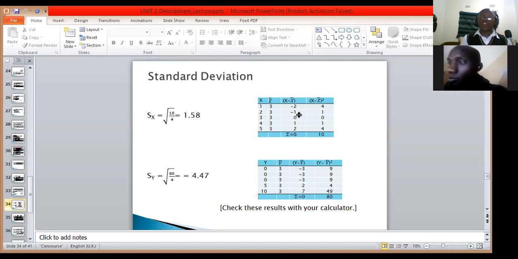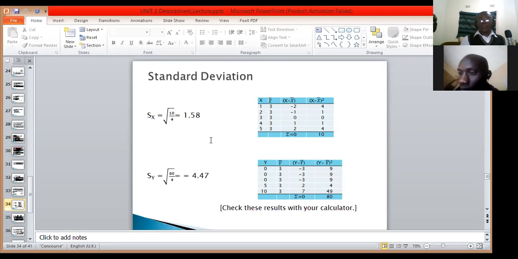We are trying to avoid finding a negative, which can end up giving us a variance of 0. So no wonder we square the difference, so that we get rid of the negative. So -2 we square to get 4. -1 we square to get 1. 0 we square to get 0. 1 we square to get 1. And 2 we square to get 4. When we add these squared figures, we find the total, which is 10.